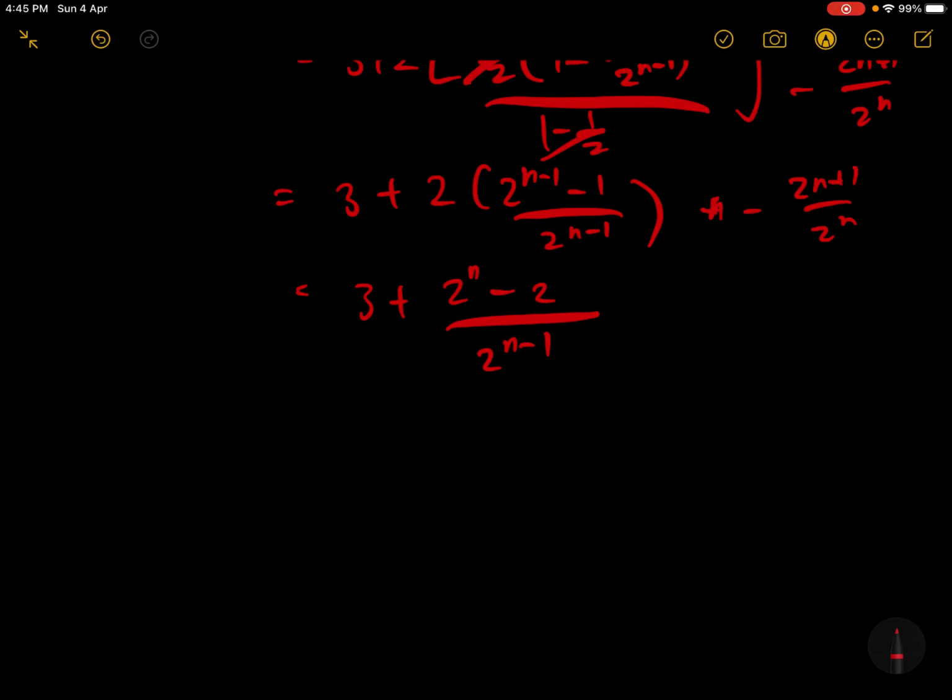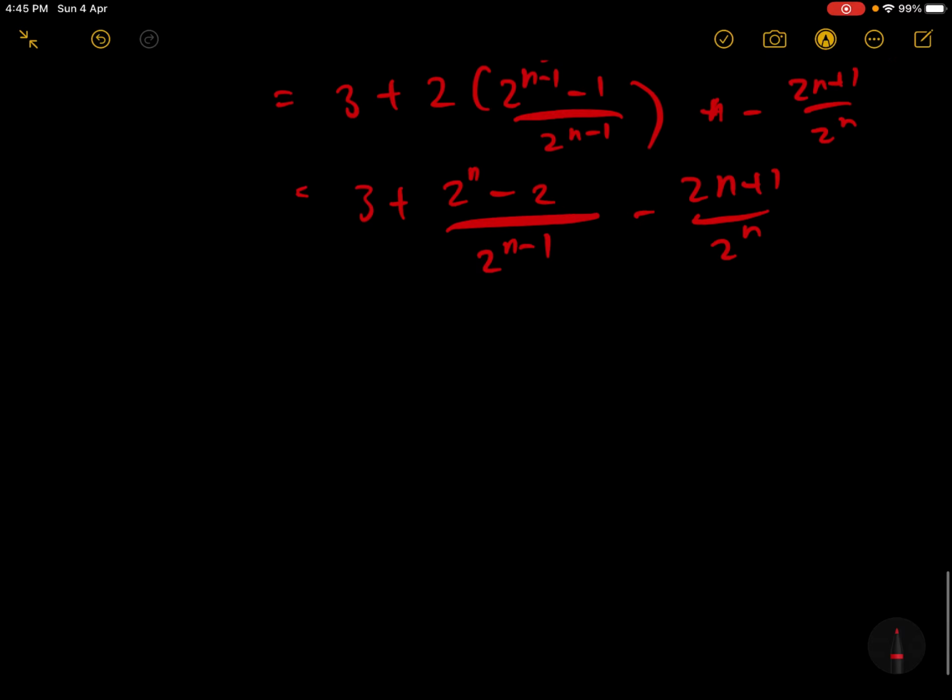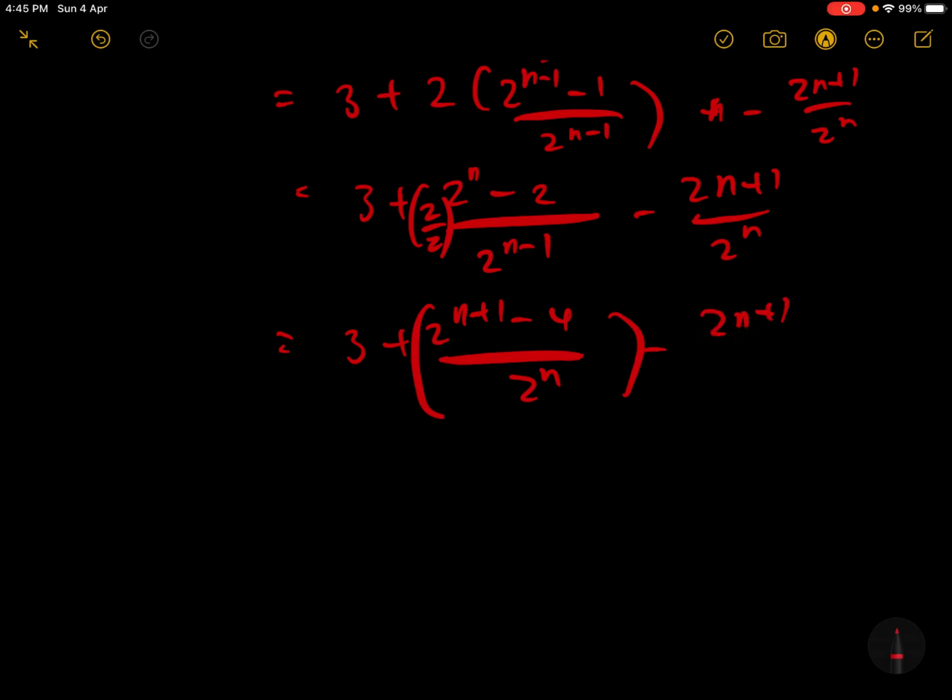How do I get n? Because 2 times 2 power n minus 1, the power becomes plus, right? So it's n minus 1 plus 1, so it becomes 2 power n. And then (2n plus 1) over 2 power n. I want to make them the same denominator, so I'll multiply this thing by 2. So again, I'm going to multiply it manually. So if you times 2, like that, 2 over 2, because it's 1, then you will get 3 plus (2 power n plus 1 minus 4) over 2 power n, minus (2n plus 1) over 2 power n.